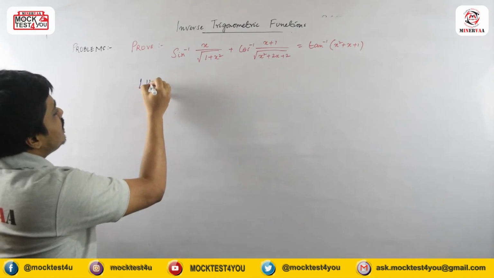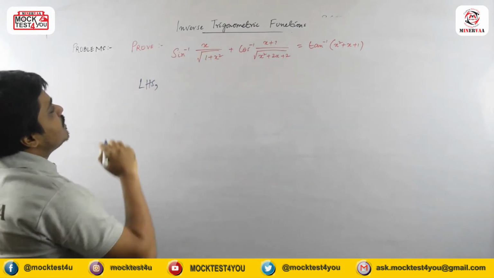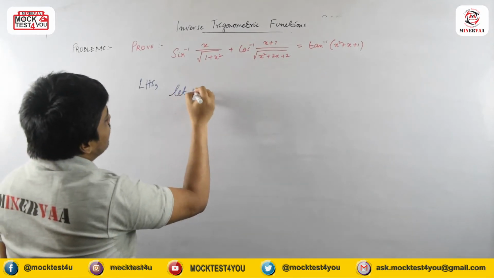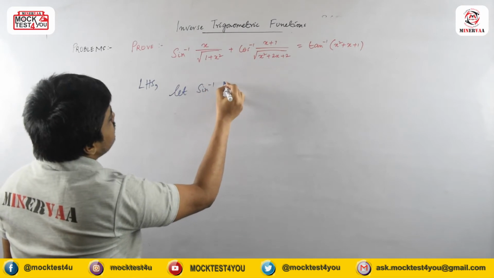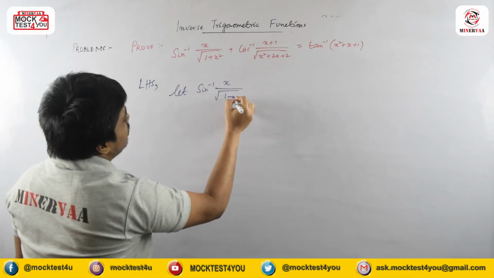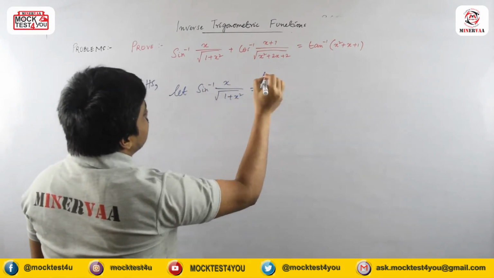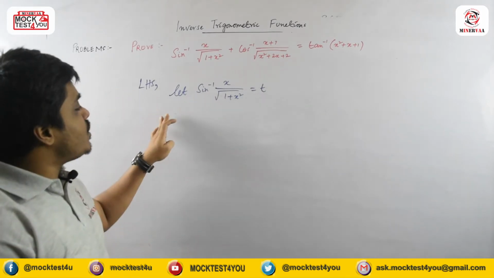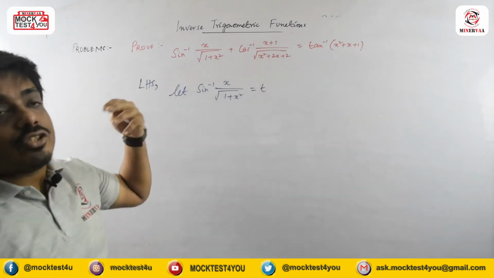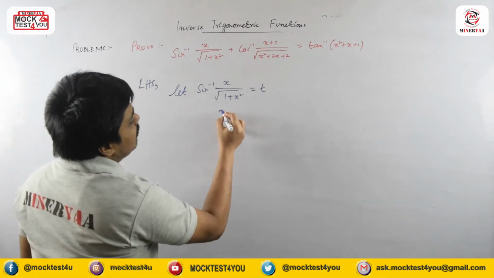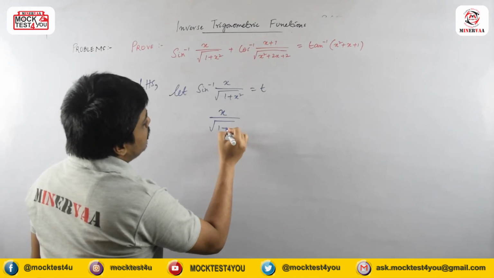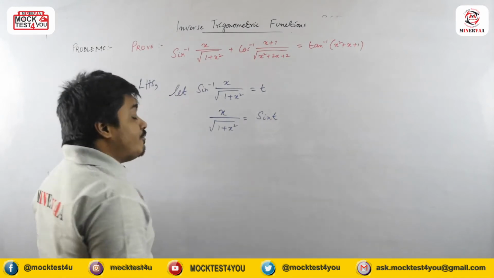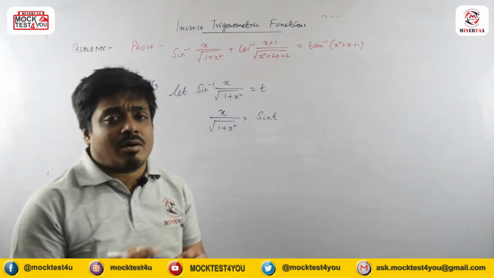So when I start with the left hand side, first I will take this sine inverse x by root over 1 plus x square. So what I will do is write let sine inverse x divided by root over of 1 plus x square is equal to t, or is equal to y, whatever you want to write. My operation is what? I need to change the sine inverse into tan inverse. So I will write x divided by root over of 1 plus x square is equal to sine t. And we are very well aware that tan is nothing but sine by cos.